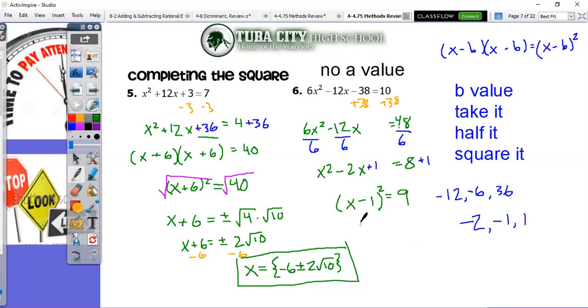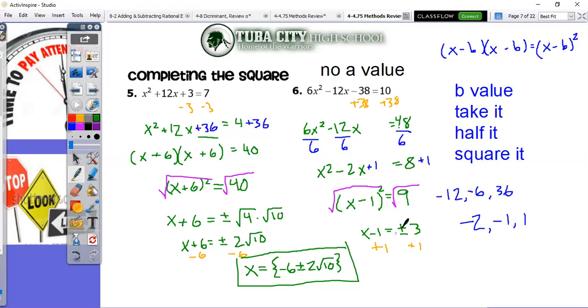And there you go. So I'm just using my regular methods. Take the square root of both sides, and I get x minus 1 equals, in this case, I can take the square root of 9, and that would be 3. And I end up with adding 1 to both sides to solve it.